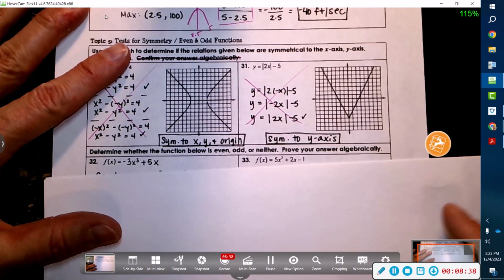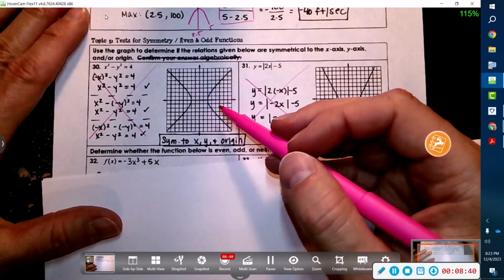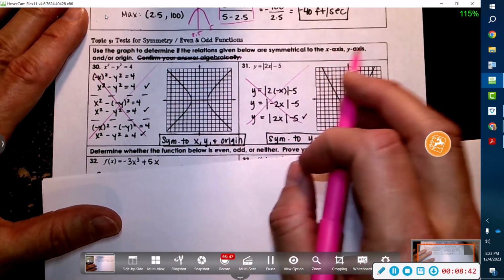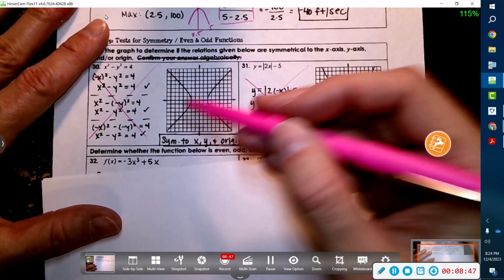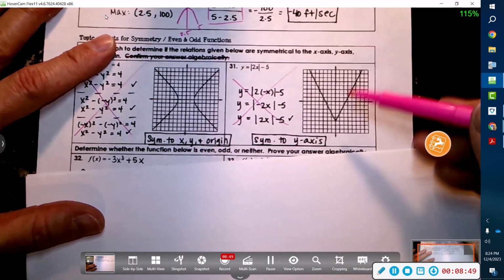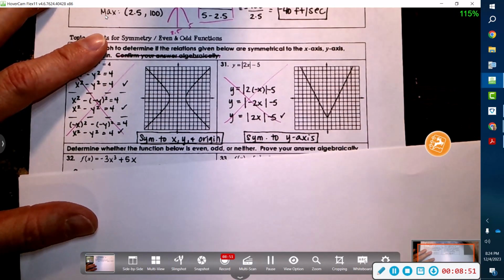Okay. So what I'm looking for here is symmetry. So is it symmetrical to the x, y, or origin? This guy, I believe, is all three. In fact, 1, 2, yes, he is symmetrical to all three. This guy is just symmetrical to the y. That's all that you need to show.